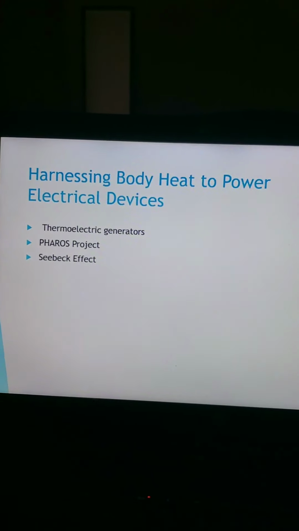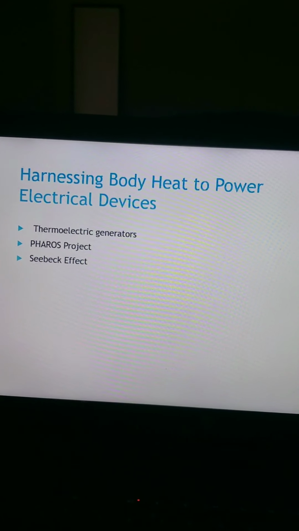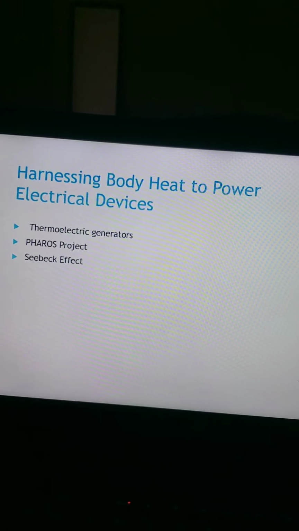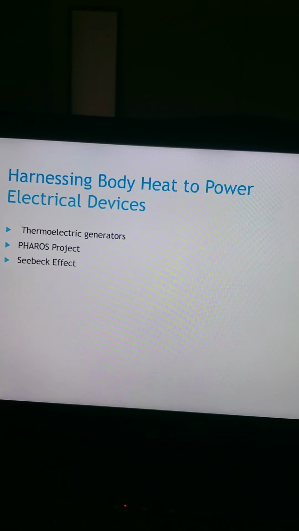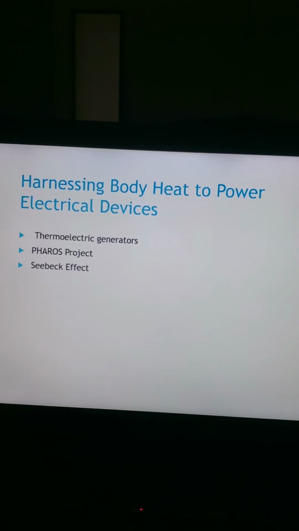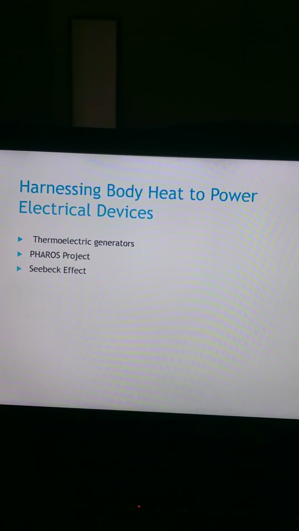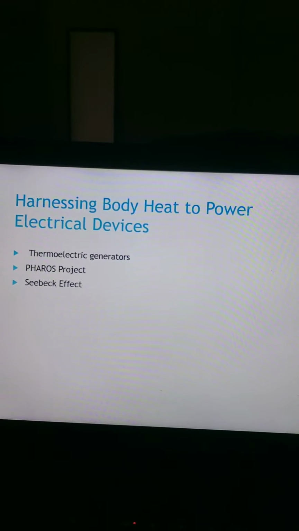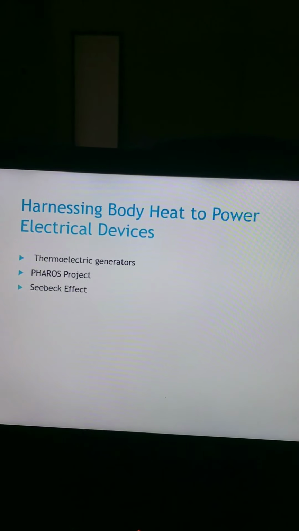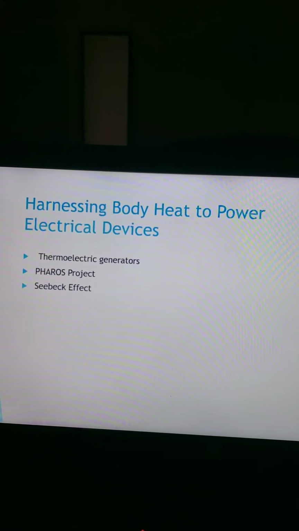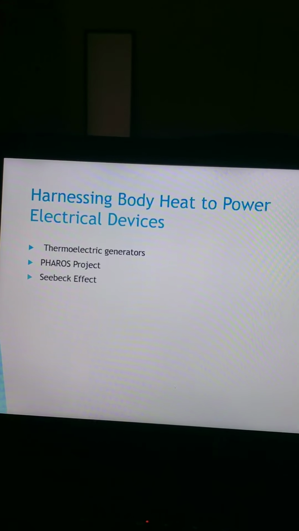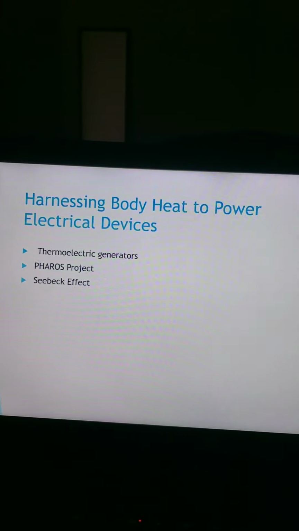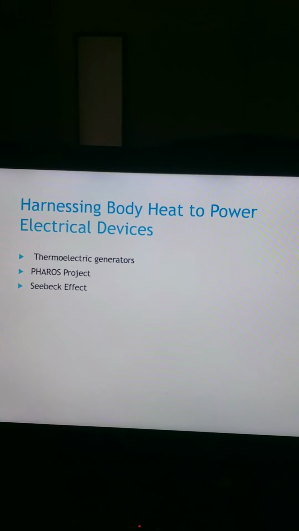The Pharos project is known as a way to help scientists, researchers, and engineers to identify problematic chemicals and collaborate to find safer alternatives. The Seebeck effect is known as the temperature difference that creates an electrical voltage at a junction between two different materials. This voltage can be used to drive a device or can be used to charge a battery.